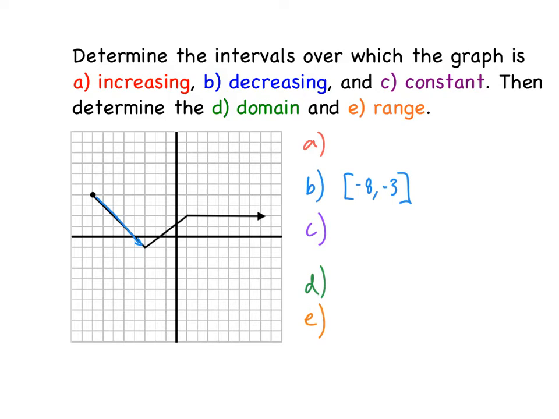And then what's happening after -3? So from -3, as I try to move right, I'm being forced to also move up. So it's increasing along this interval. And so where is it moving up from? From -3 to 1.